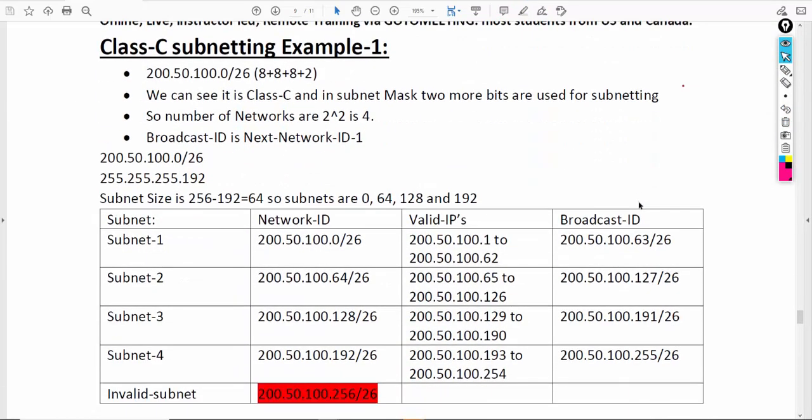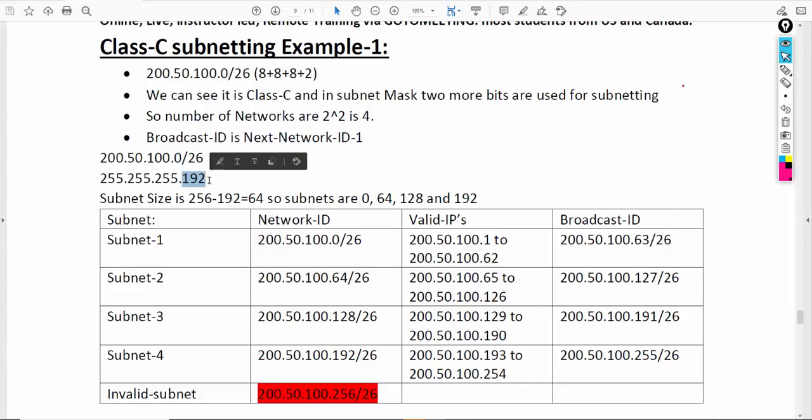Okay, we are looking at one of the examples of class C subnetting. The address is 250.100.0. By looking at the first number, it is class C. /26 is 8 plus 8 plus 8 plus 2. We know 2 bits means 192, so the mask is 255.255.255.192. The problem area is the last octet.